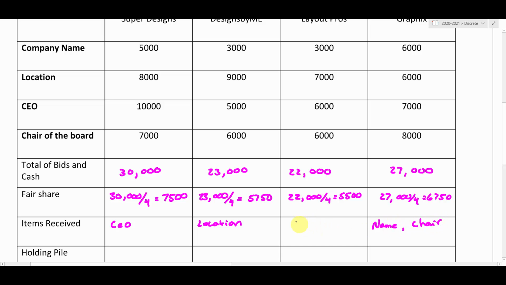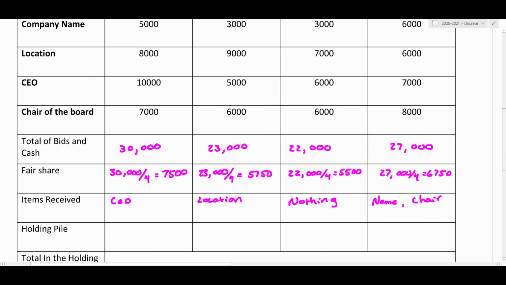All right, and Layout Pros gets nothing. Okay, they're not going to get any of the items. And that's okay. We're going to take care of them with cash. All right, we'll take care of them with cash later on.